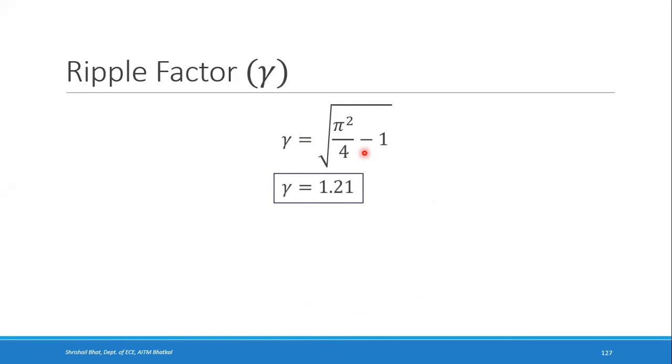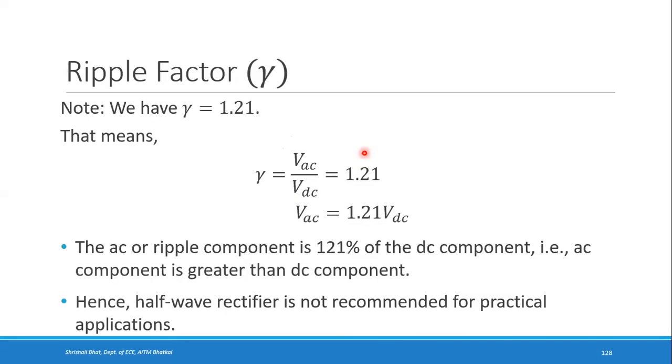What this means is, the ripple factor is 1.21, and ripple factor is VAC by VDC. That means VAC will be 1.21 into VDC. If you multiply by 100, you get the percentage, so the AC value is 121 percentage of the DC value. That means the AC component is greater than the DC component, which is not expected of a rectifier. In a rectifier, we want pure DC, but here the AC component is more than the DC component. That's why the half wave rectifier is not recommended for practical applications.